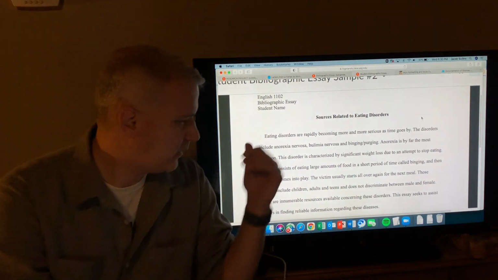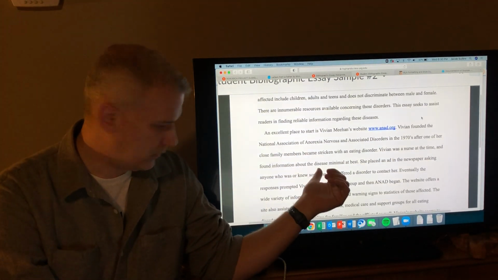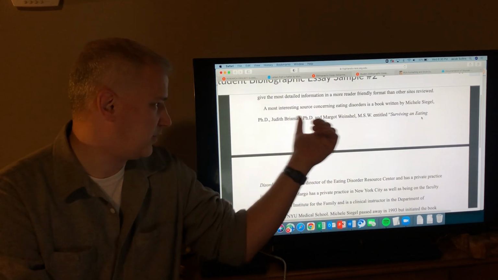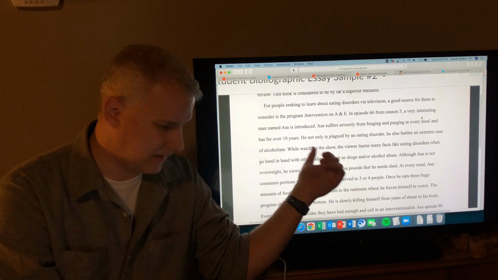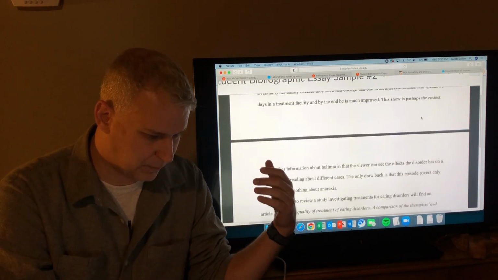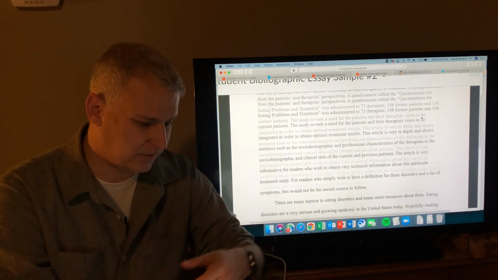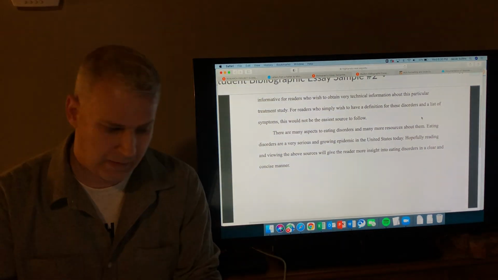6 paragraphs. And you can see that's what this person ended up with. One paragraph, 2 paragraphs. Third paragraph starts a most interesting source. Fourth paragraph, for people seeking to learn about eating disorders via television, so fourth one. Fifth paragraph is those wishing to review a study investigating treatments. And then 6th paragraph is this short little conclusion. This person did it right.